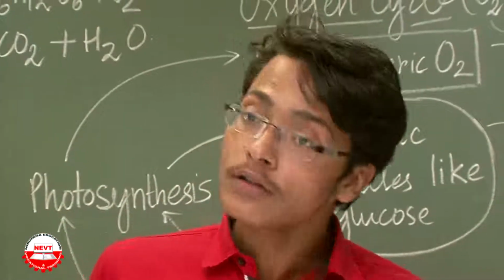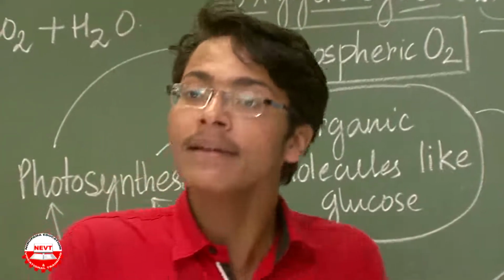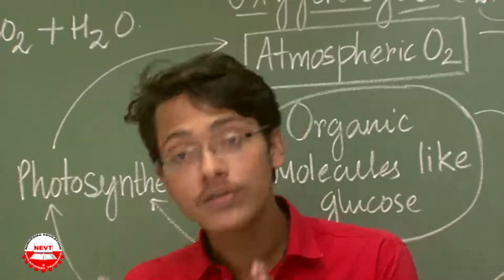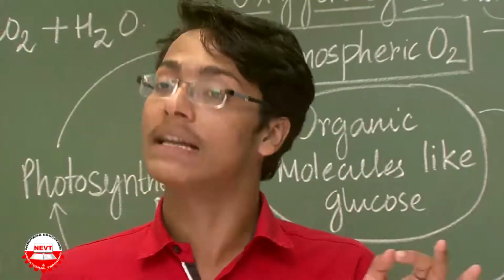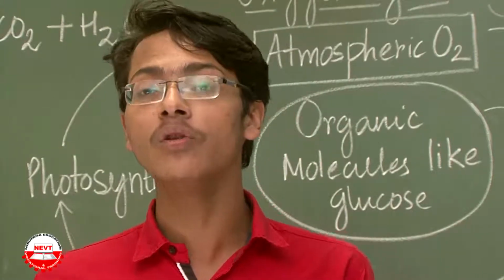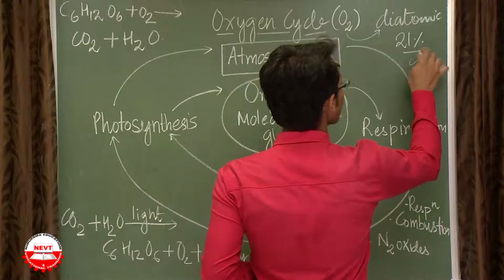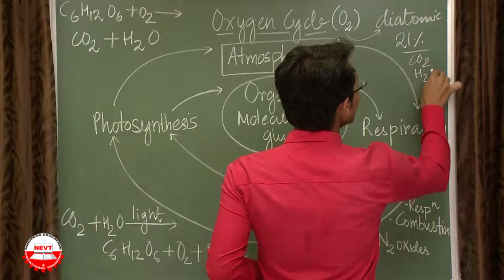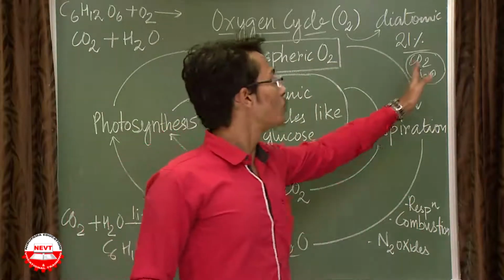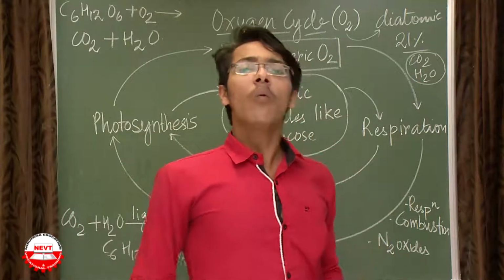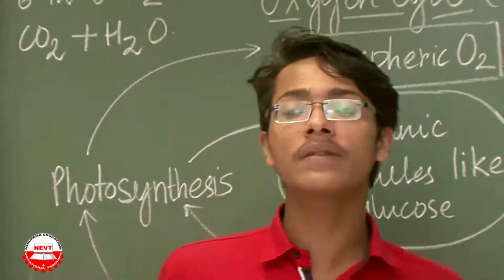It is also found in combined state. Apart from being in elemental diatomic form, it is also found in combined state in the form of CO2, that is carbon dioxide, or H2O, that is water. So CO2 and H2O are the combined states of oxygen.